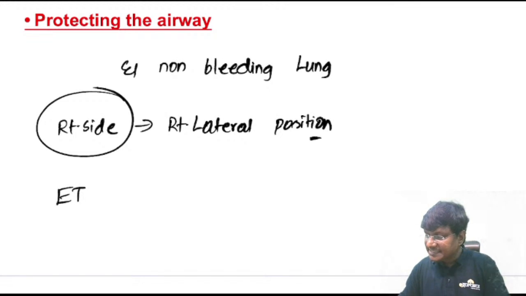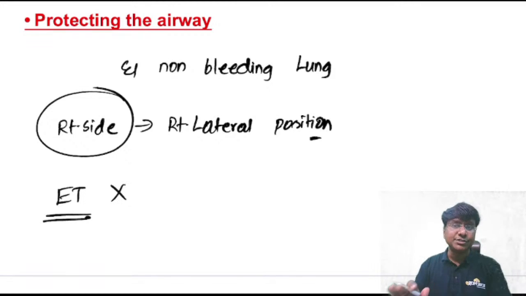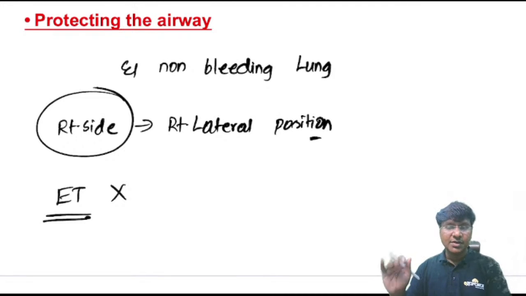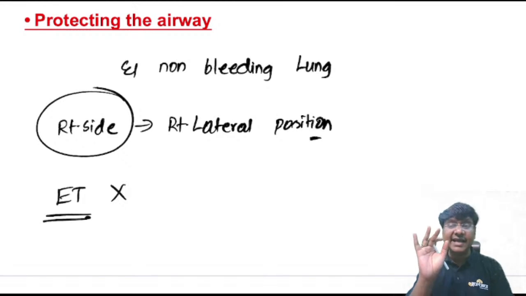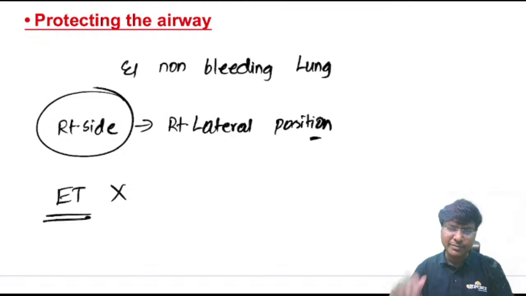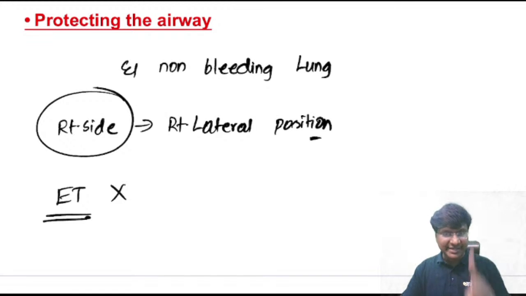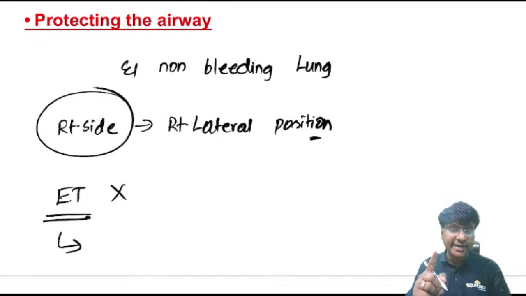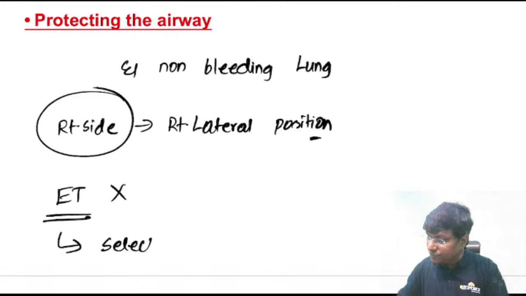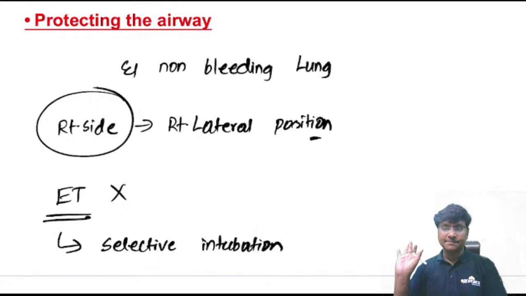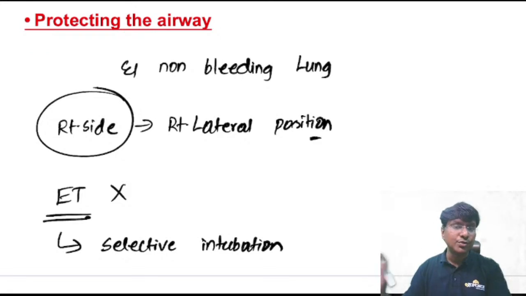Mostly, endotracheal intubation should be avoided unless necessary. Why should it be avoided? Since suctioning through the endotracheal tube is a less effective means of removing the blood. If at all intubation is required, you need to protect the non-bleeding lung. So what you have to do is selective intubation of the non-bleeding lung, if you want to do intubation.